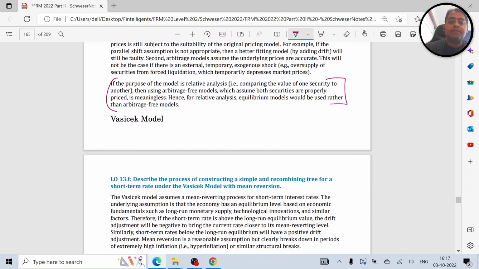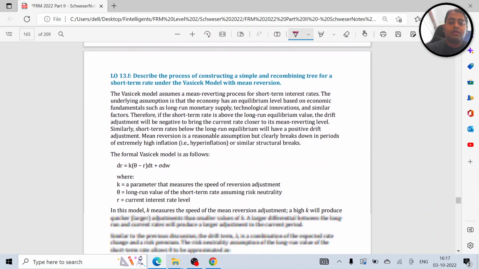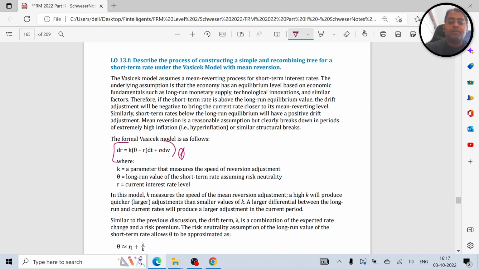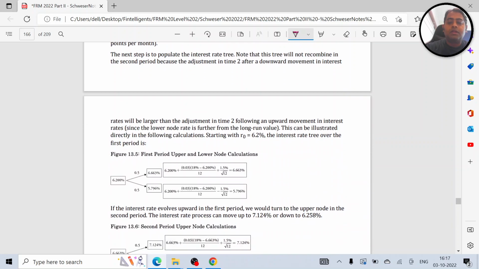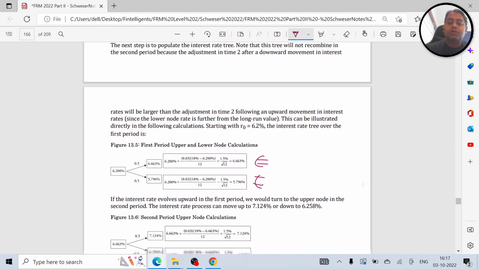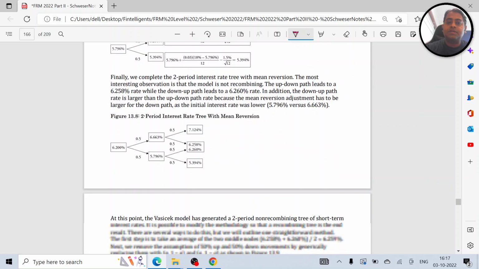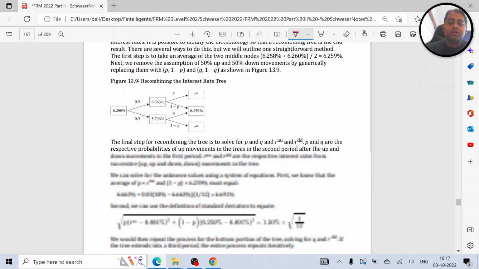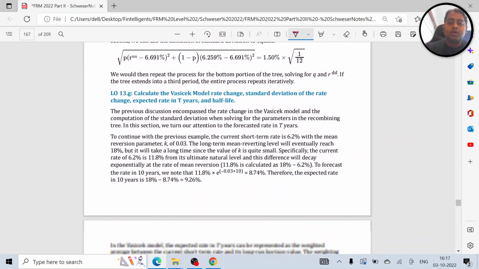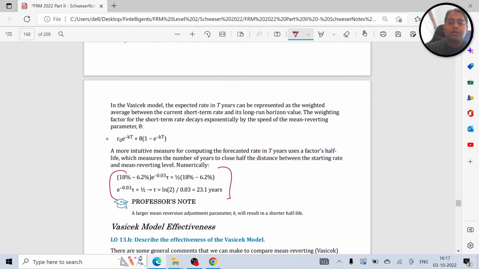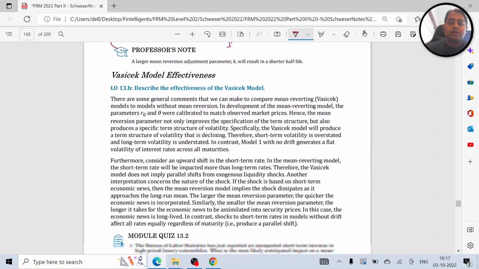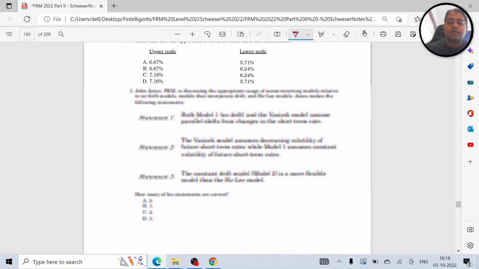Read this paragraph. Vasicek model, mark it as star. This formula very, very important. They will ask you to do the calculation. So be ready when this chapter comes in. You should be clear on the calculation part. The rest is okay. This part, mark it as star. Vasicek model effectiveness is okay.